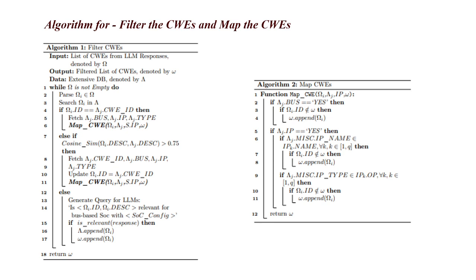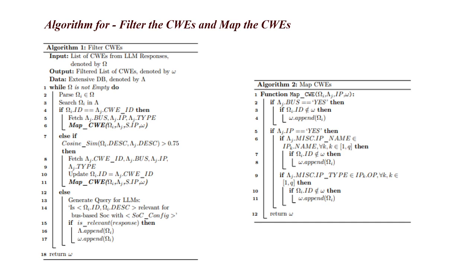If no exact match occurs, it computes the cosine similarity between the CWE's description and lambda entries, and with similarities greater than 0.75, it updates the CWE's ID to the matching lambda entry and then passes it to algorithm 2. If no match occurs, we query the AI, and if the AI confirms relevance, we add the CWE to lambda and pass it to algorithm 2. Otherwise, we discard it. Last, we return the filtered list lowercase omega.